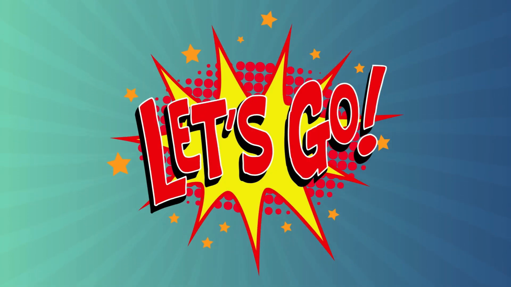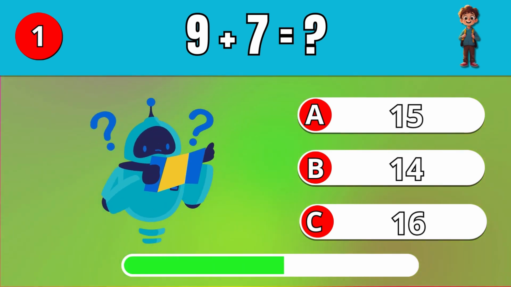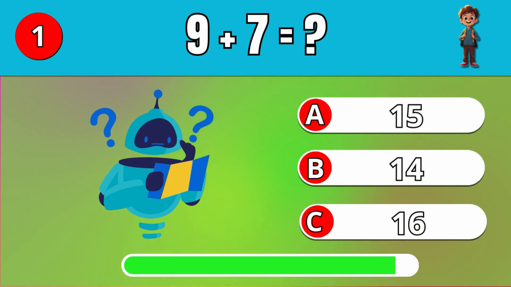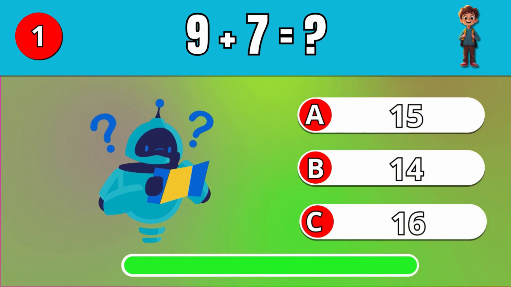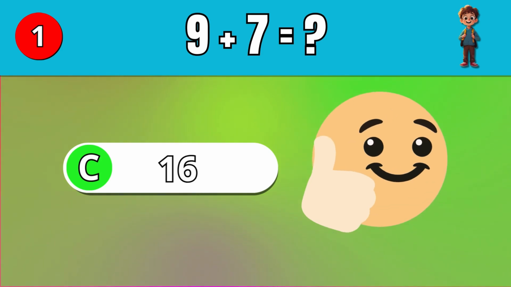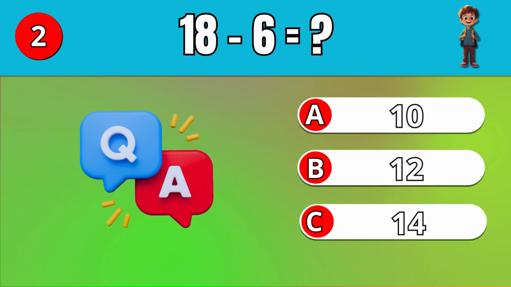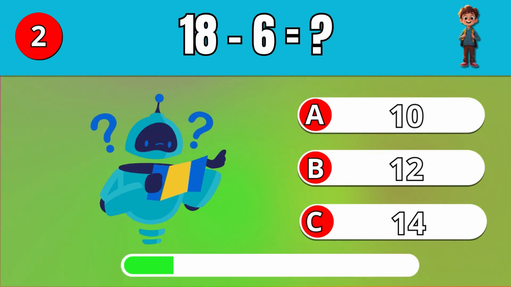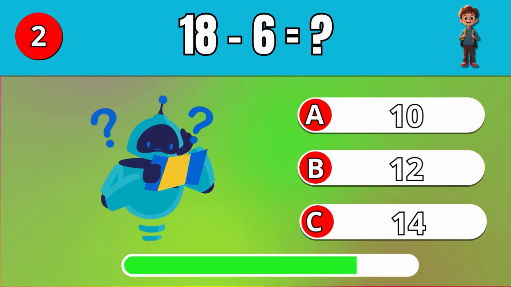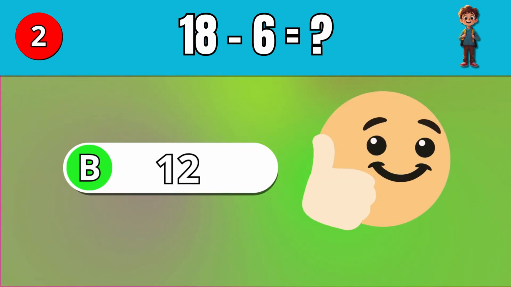Let's get started. What is 9 plus 7? C, 16. What is 18 minus 6? B, 12.